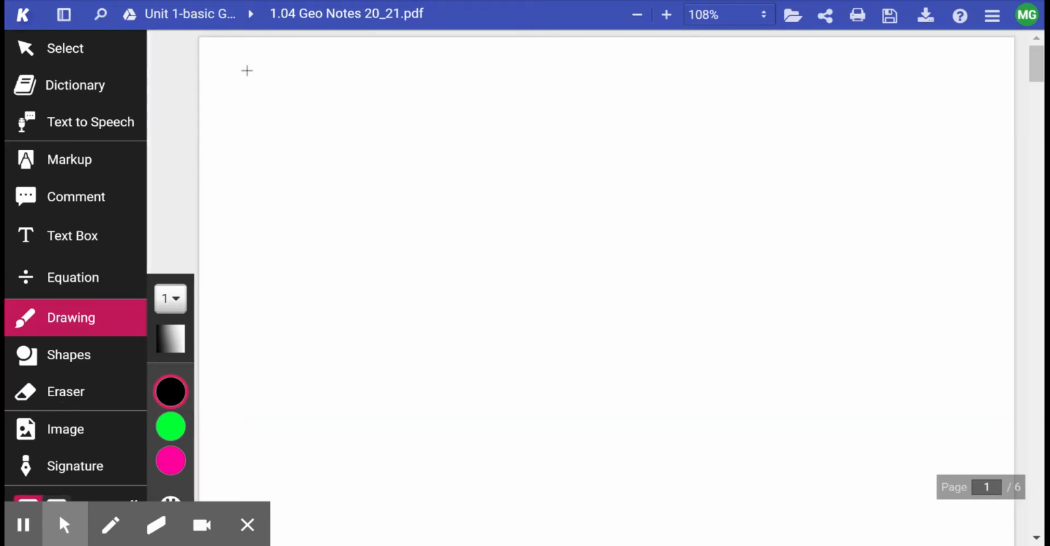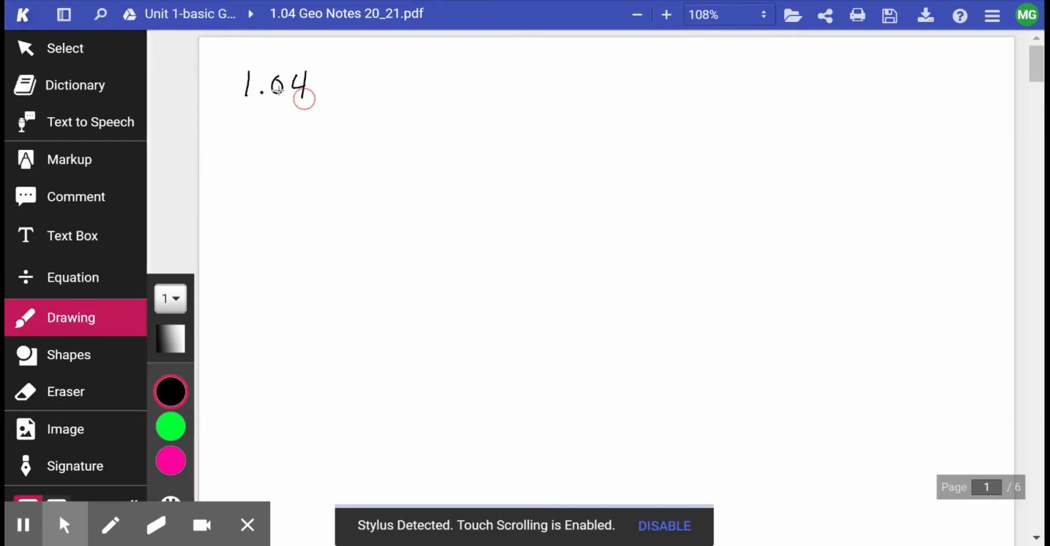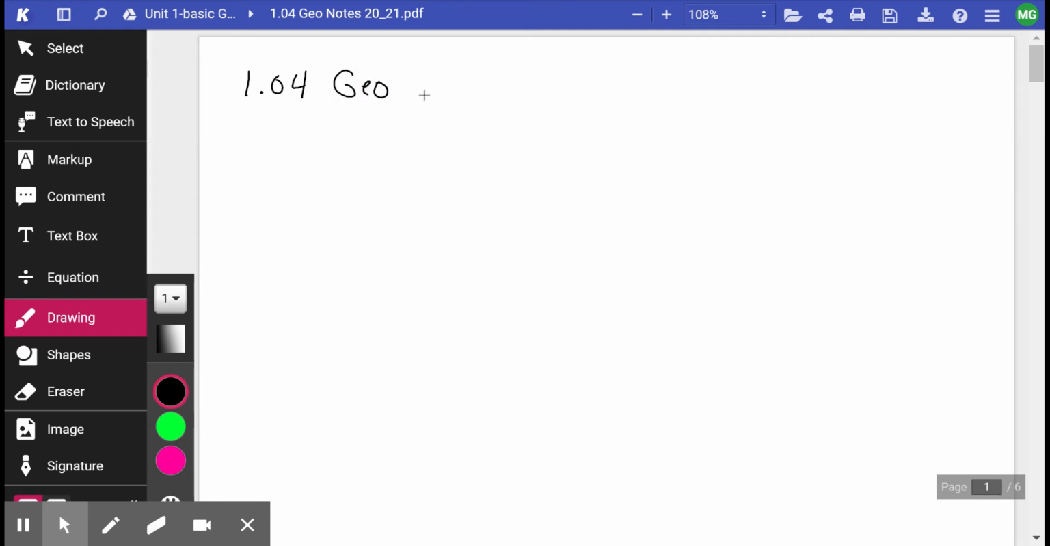Hello, we're on 1.04 geometry notes today. I thought I had chosen the lined paper, but apparently it is the white paper.